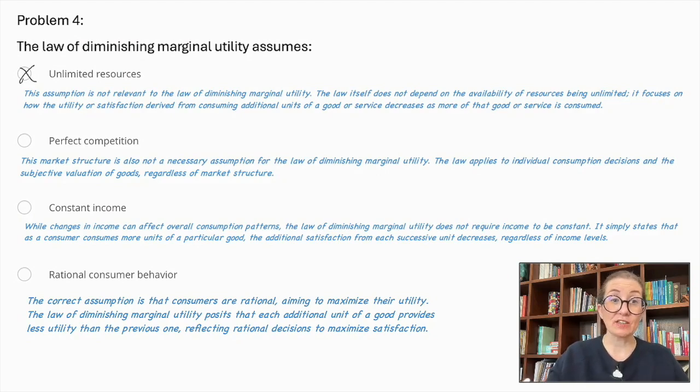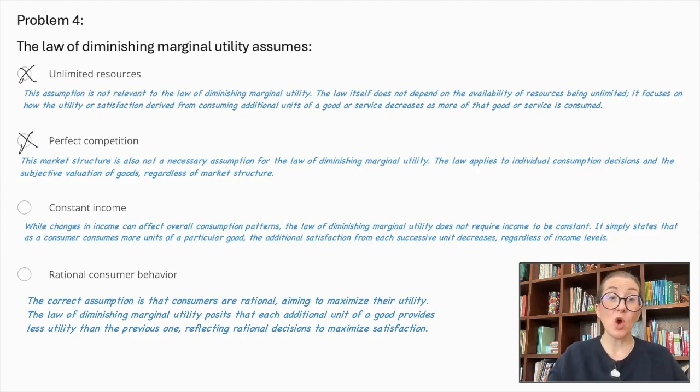Perfect competition. This market structure is also not a necessary assumption for the law of diminishing marginal utility. The law applies to individual consumption decisions and the subjective valuation of goods, regardless of market structure. So that's not the correct answer either.